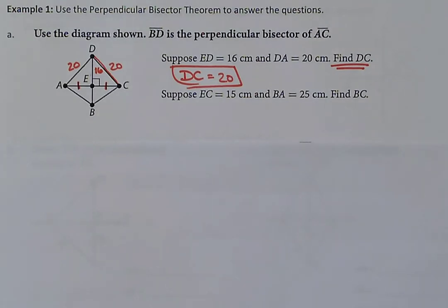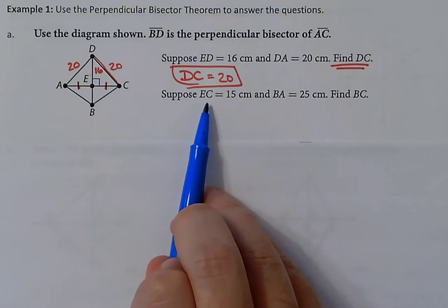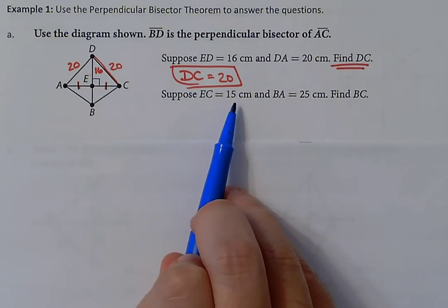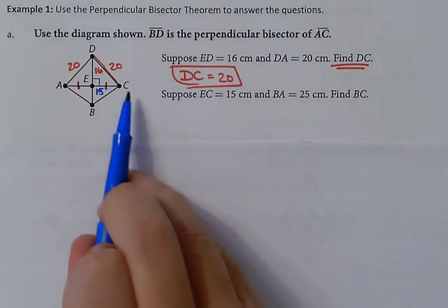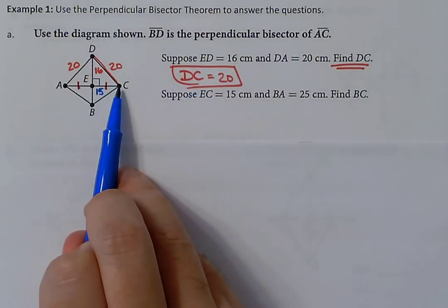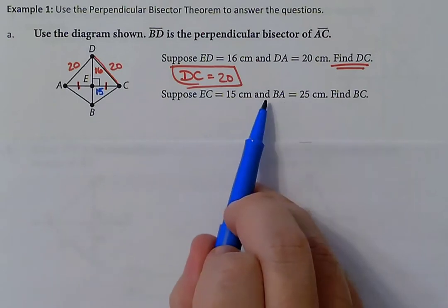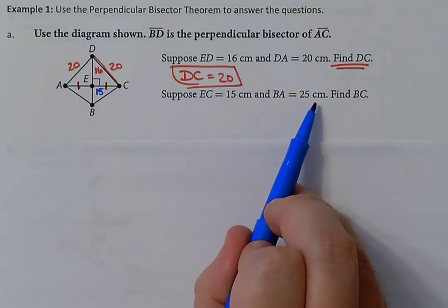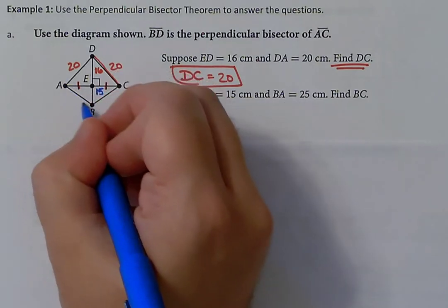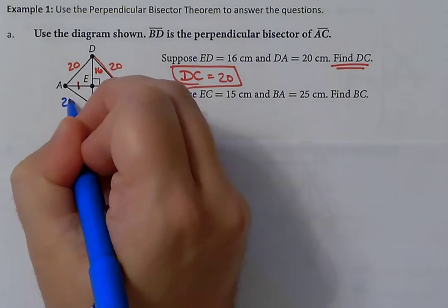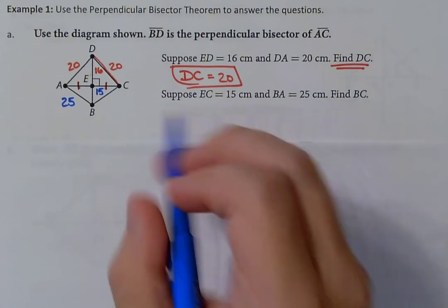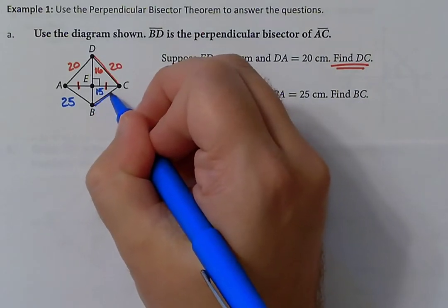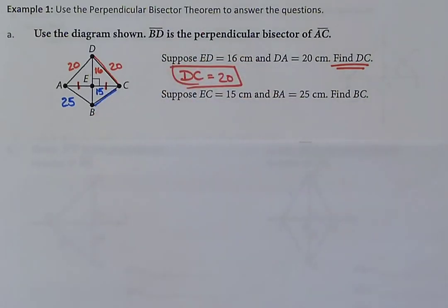All right, for the next part of this question, it says, suppose EC is 15 centimeters. So EC is 15, so this segment here is 15 centimeters. And BA is 25. So BA is going to be this. So they're saying 25. He wants to know the length of BC, and BC is that measure right there.